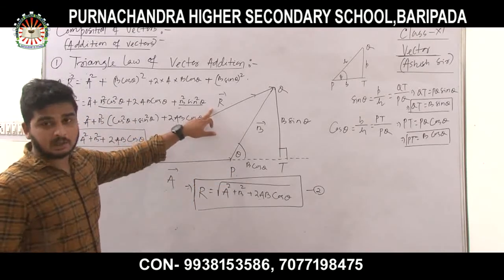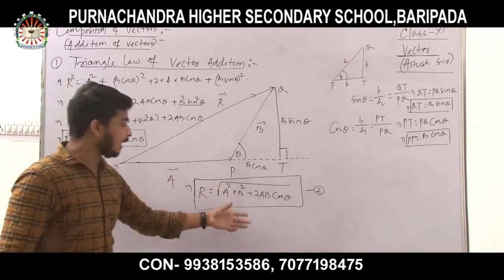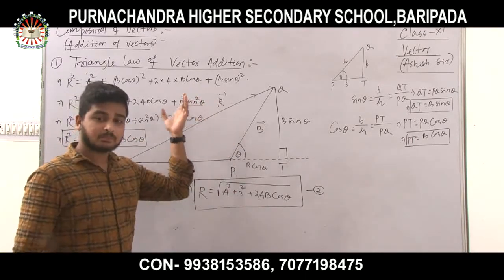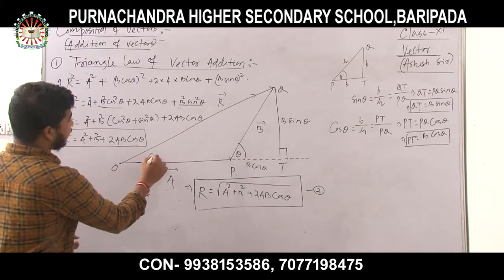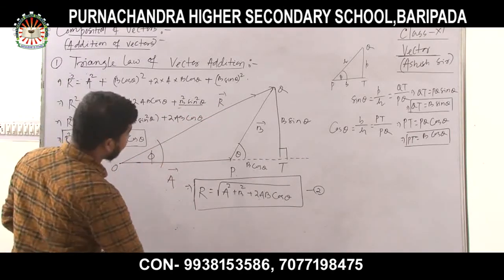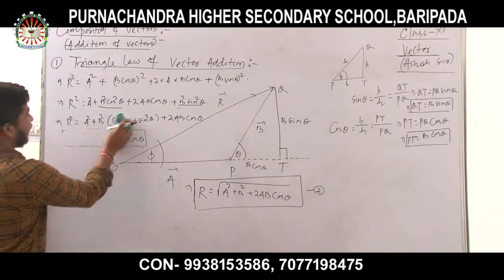But R is a vector quantity. You cannot just find the magnitude. You have to find the direction of the R vector. Suppose this angle is phi.